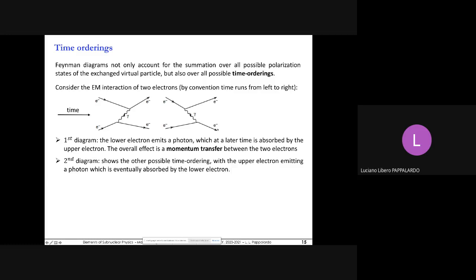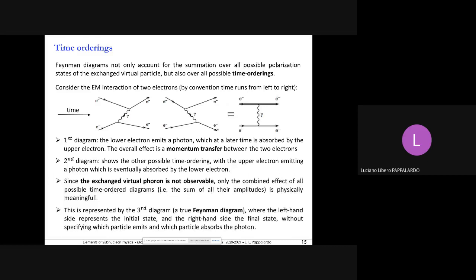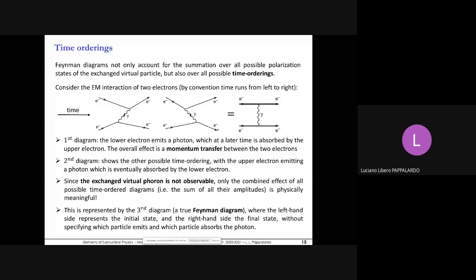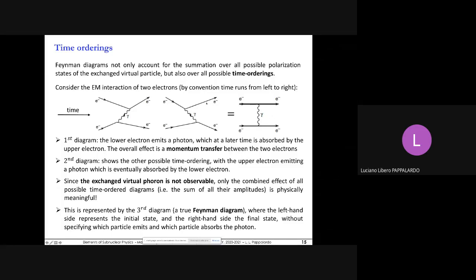Now, since the exchanged virtual photon is not observable, it is a virtual particle, you will never be able to distinguish between the two. And only the combined effect of all possible time-ordered diagrams, or if you like, the sum of all their amplitudes, is physically meaningful. And this is what we mean by Feynman diagrams. So the Feynman diagram, which is the last one, is the only real one, and includes the sum of all possible time orderings. The left-hand side represents the initial state, the right-hand side corresponds to the final state, without specifying which particle emits and which absorbs the photon. So to summarize again, Feynman diagrams take into account the sum over all the polarization states of the emitted boson, as well as the sum over all possible time orderings.